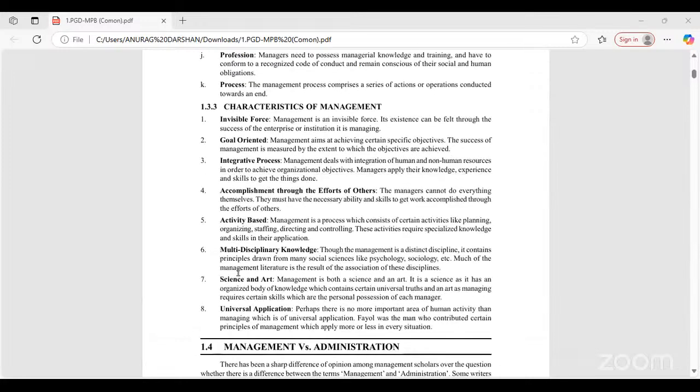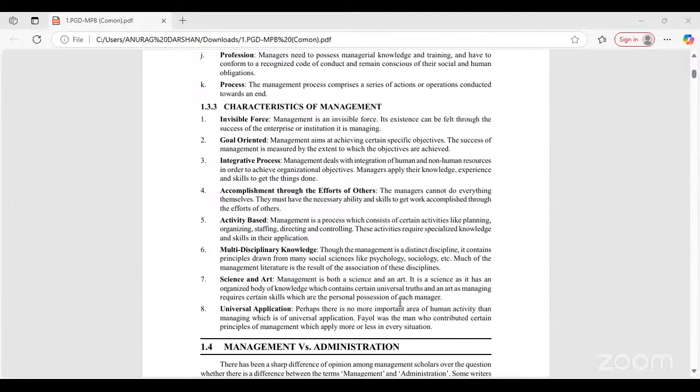Now, coming to the characteristics of management, you have invisible forces. Again, it is all repetition: a goal-oriented, integrative process. So, what does the manager do? The manager will try to integrate his knowledge, his expertise, his skills, so that the same can be transferred to the employees, and together the manager and the employees try to achieve the overall task, or the goals or the objectives of the organization.